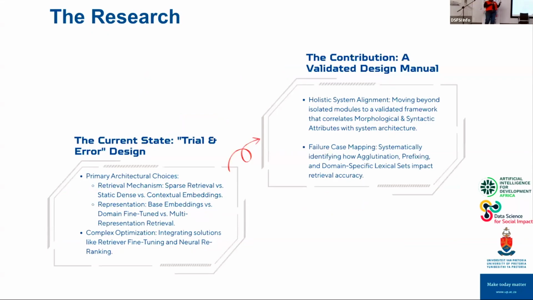So the current state of the research right now is that for low resource languages, the current approach for most of the systems is basically a trial and error design. You work through different models, try all of them out and try to figure out which configuration works best for your scenario, which can be expensive and take a lot of time. So what we are trying to do here is to see whether we can use the characteristics of our language and data to make more informed decisions before we even start building the system.